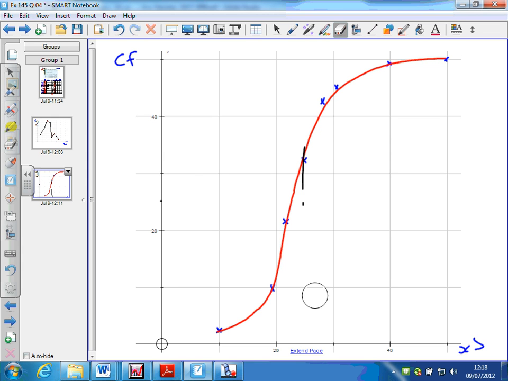So the median is easy from the cumulative frequency curve. The median is the middle piece of data. Well, if I've got 50 pieces of data, then the 25th piece of data is the median. So I can go from the 25th piece of data across and down, and that tells me the value of the median. Taken from the scale, we can actually estimate an actual value for the median.